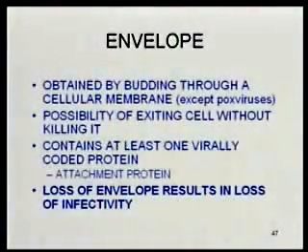So enveloped viruses can get out of the cell without killing it, which means they can more readily establish persistently infected cells. They contain at least one virally coded protein because they have to have something to recognize the receptor. And if you lose the envelope, you lose the attachment protein, and the virus can't infect.